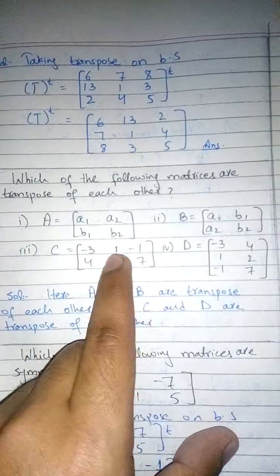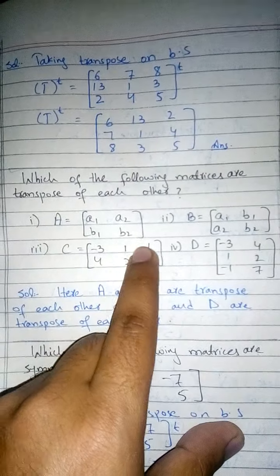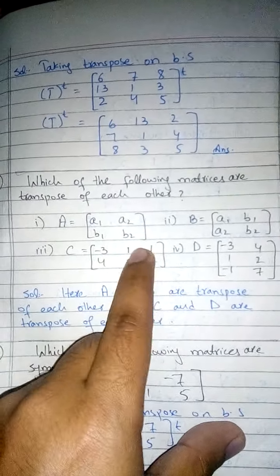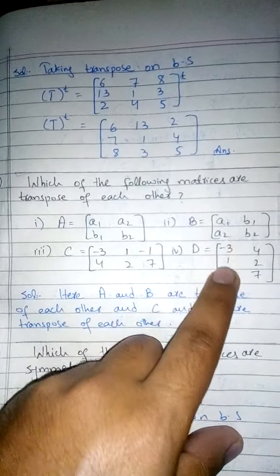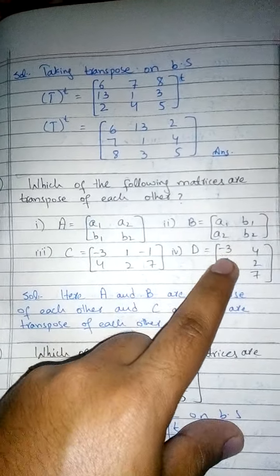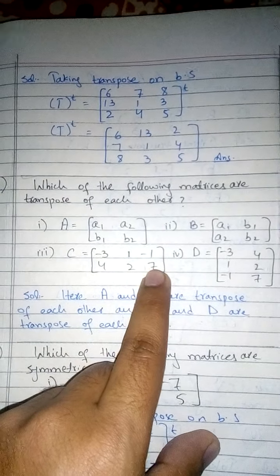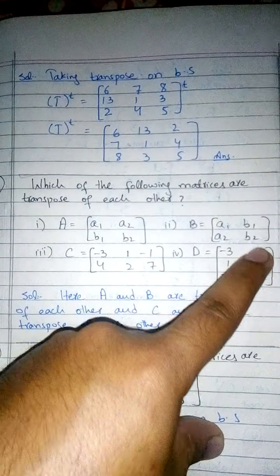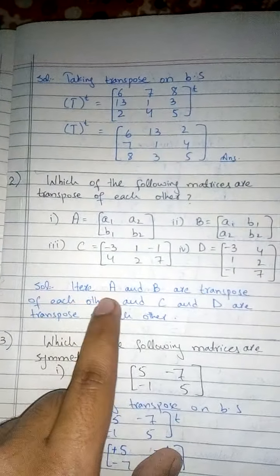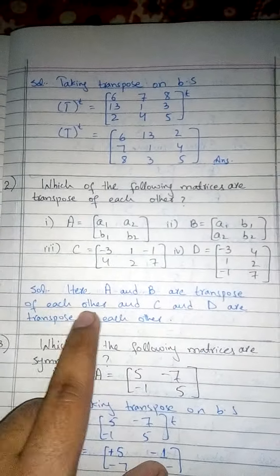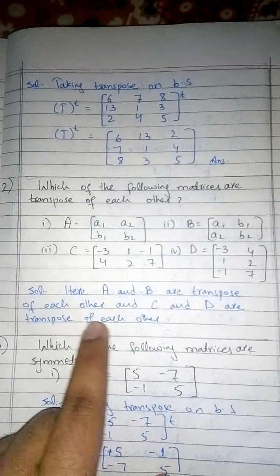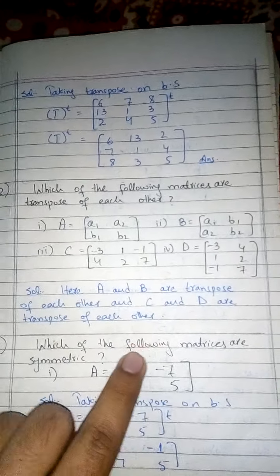If you look at C and D, here, -3, 1, -1 is the first row, and -3, 1, -1 is the first column in the second matrix. 4, 2, 7 is the second row, and 4, 2, 7 is the second column. So here A and B are transpose of each other, and C and D are also transpose of each other.